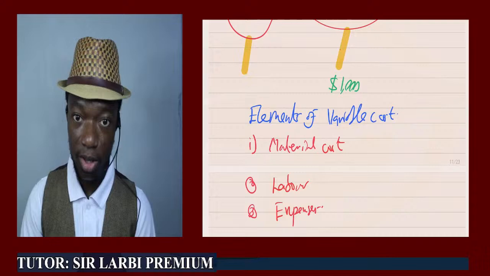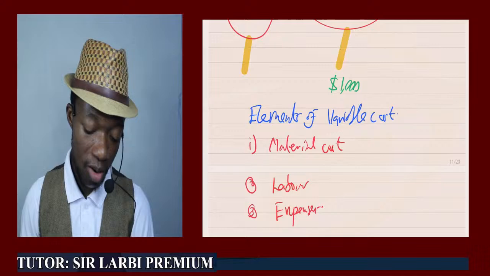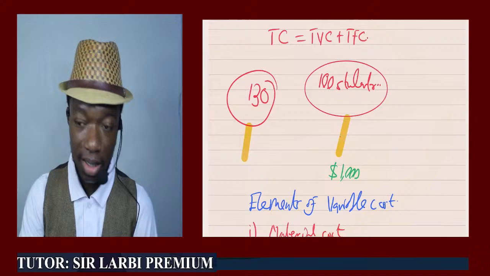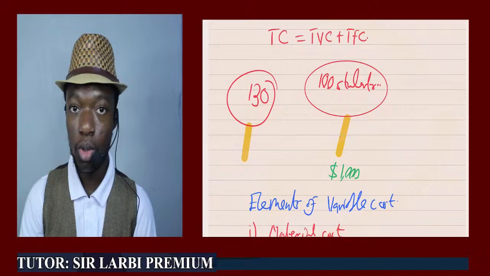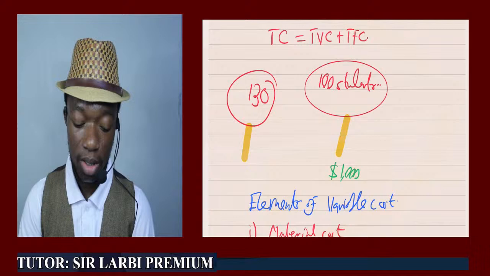These expenses, when put together, and even the cost of the entrepreneur for running the business, since at the end of the day he's the one running the business and is not supposed to pay himself or herself, are also part of the elements of variable cost. But as I said, variable cost will change as the output changes, and in the example we gave you can clearly see the effect. Fixed cost is the opposite of variable cost. It's a cost which remains irrespective of the level of output.